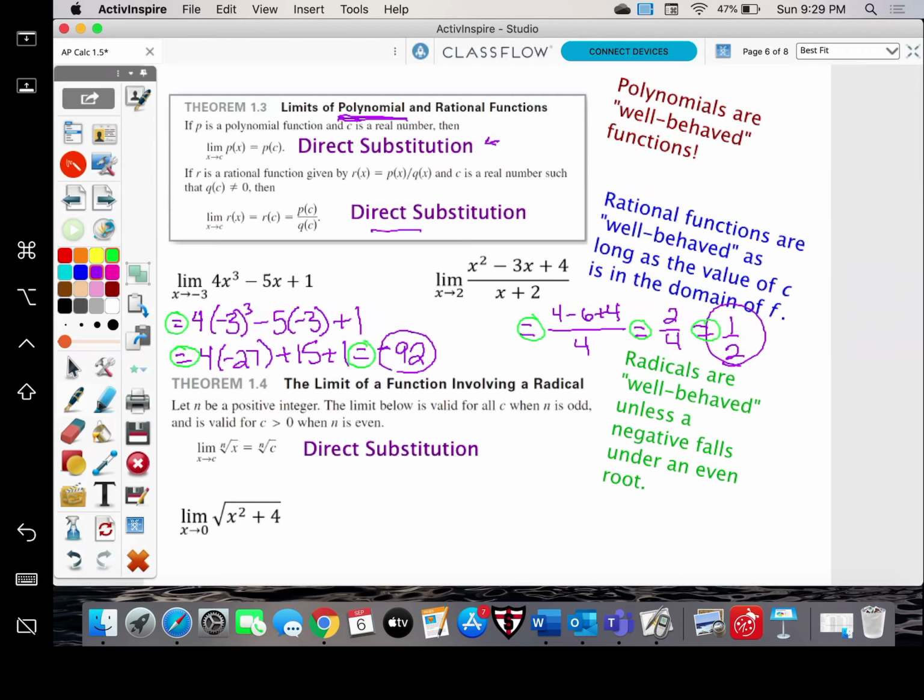Okay, and the last one down here, we can take the limits of radicals. Now, any odd radical automatically works. If it's an even radical, like we talked about before, you just have to make sure that it's not going to create anything negative once you plug it in. So always try direct substitution first. So again, here, we can plug 0 in there. It's not going to make that a negative at all. So 0 squared plus 4 is square root of 4, or 2. Okay, so direct substitution really is our friend. Always, always, you want to try that method first because it is the easiest.